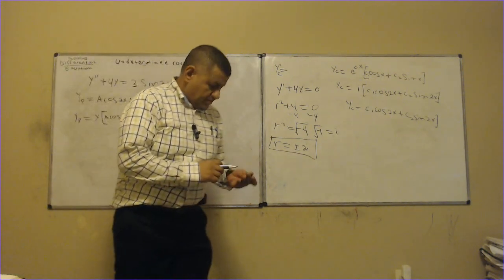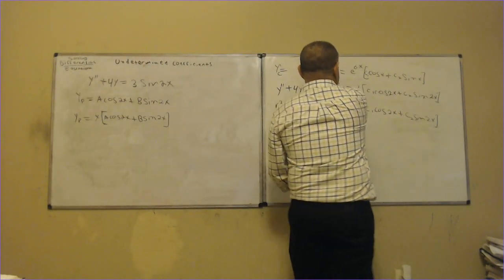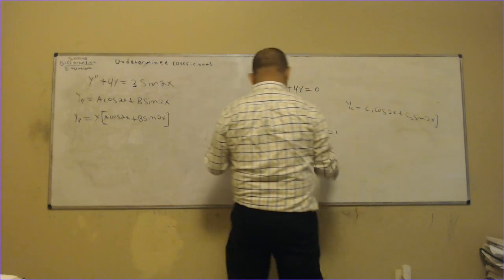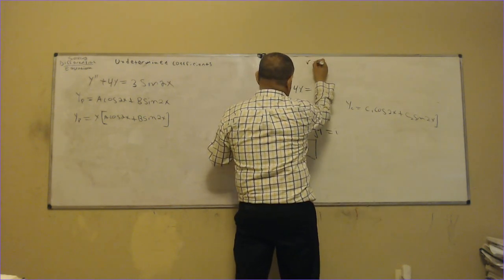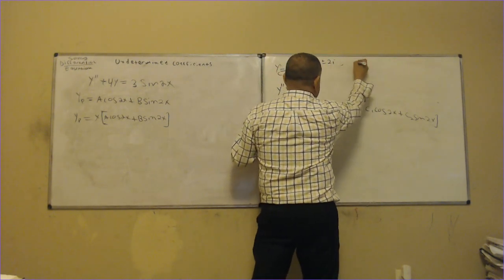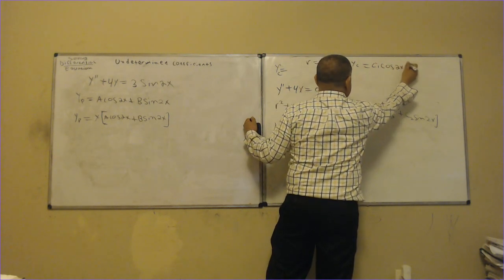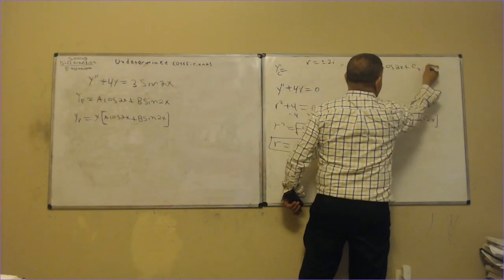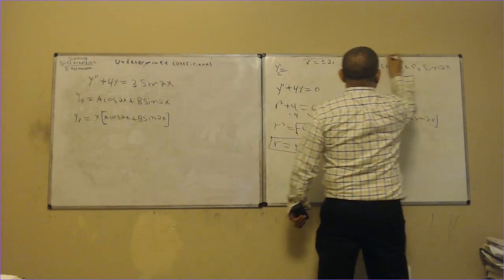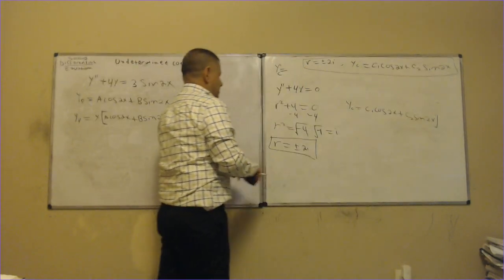Now I need to probably just put that at the top because I need some room. So I need r equal to plus or minus 2i, and I need yc equal to c1 cosine of 2x plus c2 sine of 2x. So I need those pieces of information at the moment. Okay, so let's get this going.